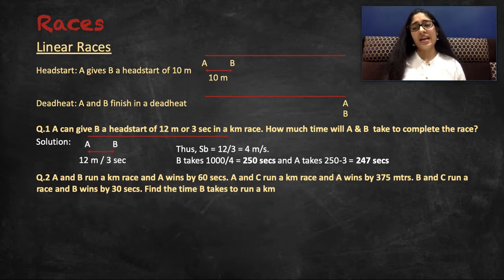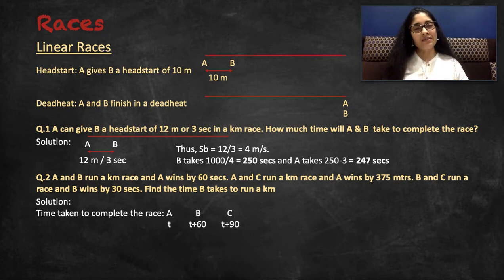Next question. A and B run a kilometer race and A wins by 60 seconds. A and C run another race, and A wins by 375 meters. And for B and C, B wins by 30 seconds. Now here I have 3, A, B and C. So let's try to compare all of these 3 values.